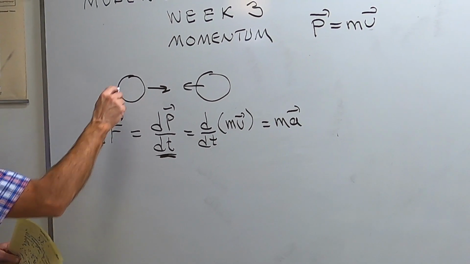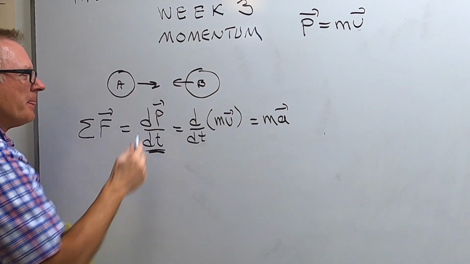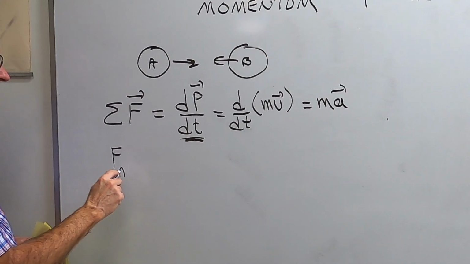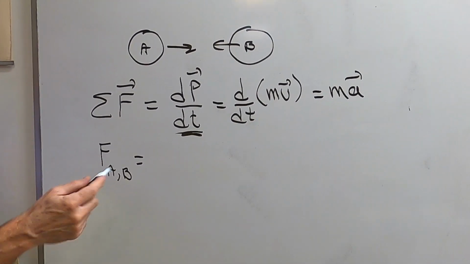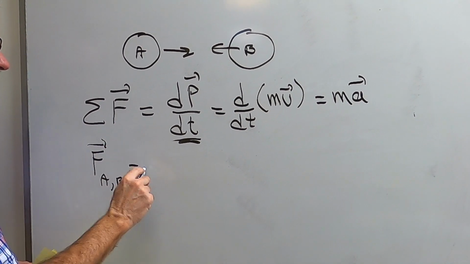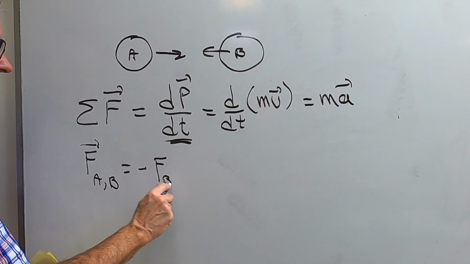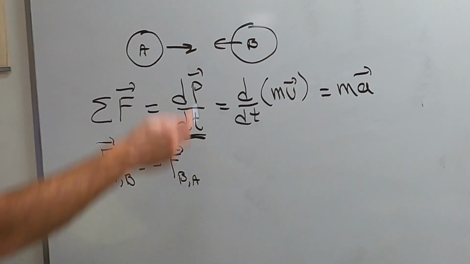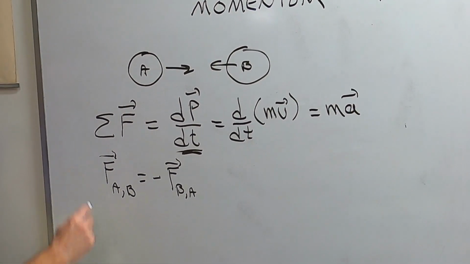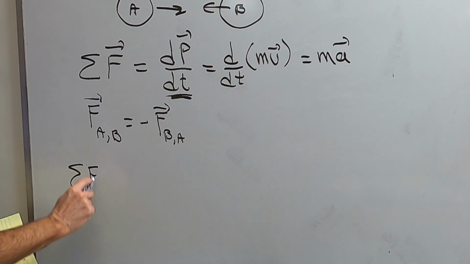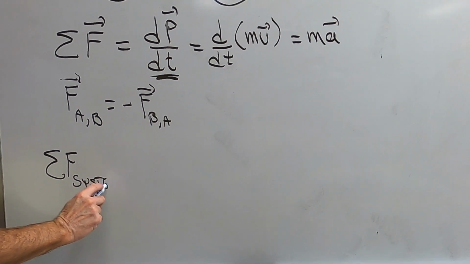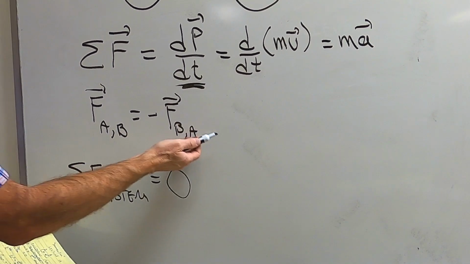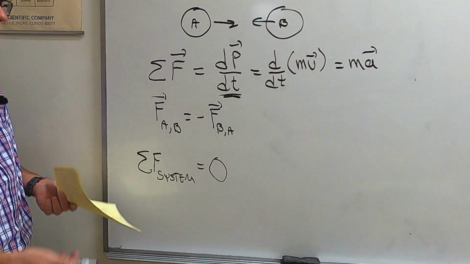Now, if we call this object A and this object B, look at Newton's third law: for every action, the force on A due to B is equal and opposite to the force on B back on A, which is minus the force on B back on A. So for every action, there's an equal and opposite reaction. If we ask for the sum of the forces on the entire system, well, that always better be zero, because for every action, you're also going to get a negative reaction. When you add them up, you're always going to get zero.